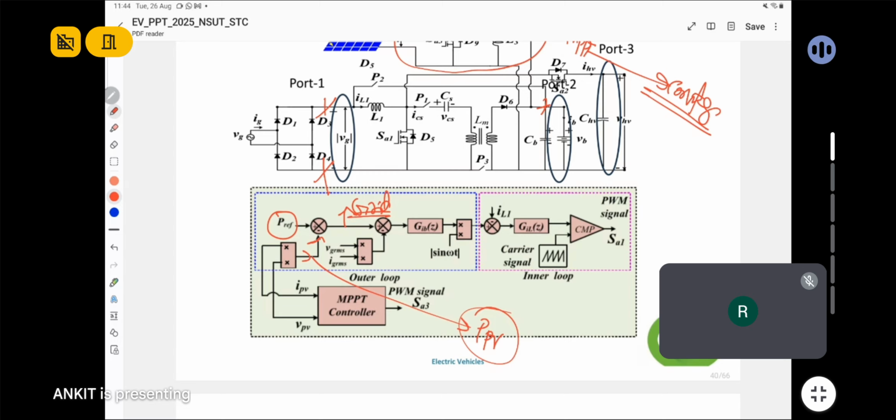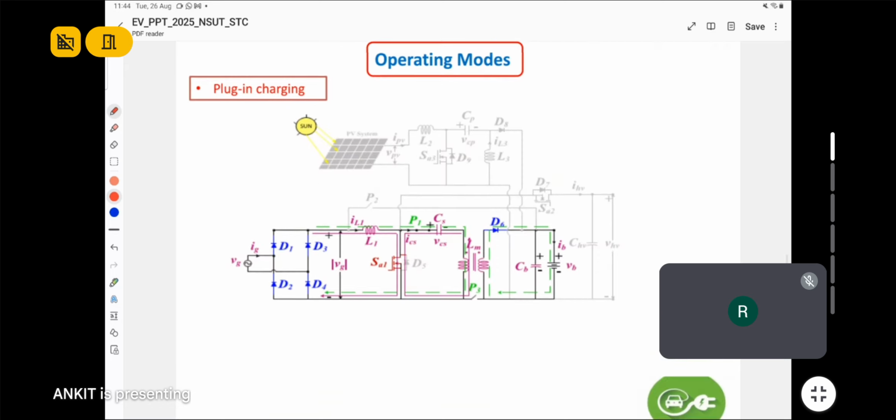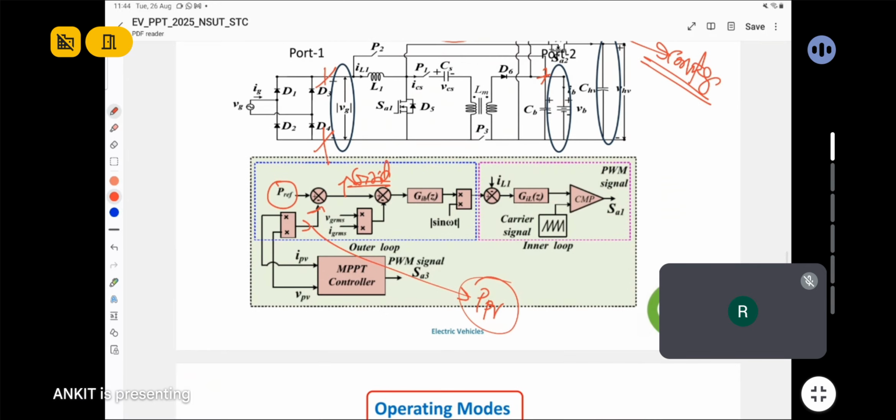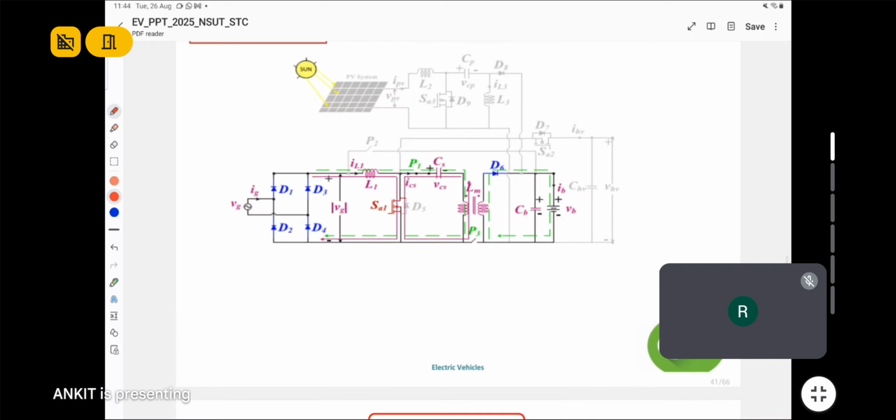So the grid here is a secondary use. If solar MPPT is sufficient to supply power to the battery, the grid will not be used to provide power to the battery, because we are assuming that the power in the grid is there, but it is fossil fuel based. So this is the converter operation.